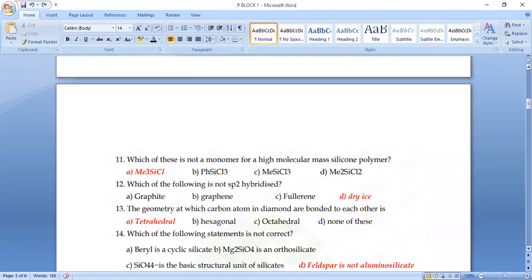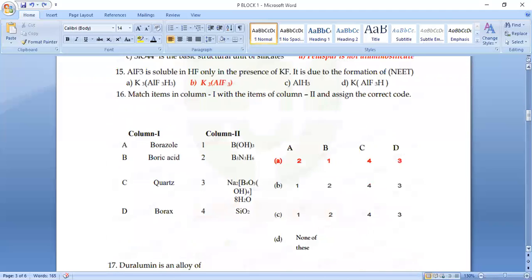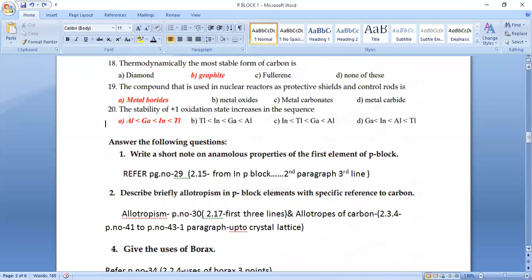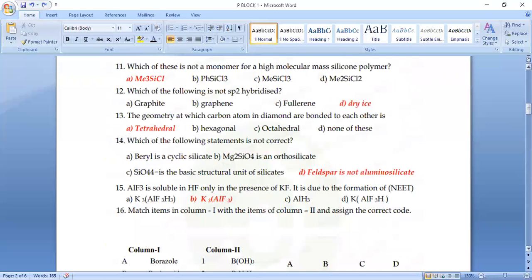So which of these is not a monomer for a high molecular mass silicon polymer? Option A, Me3SiCl. So which of the following is not sp2 hybridized? Option D, dry ice. Question number 13. The geometry at which carbon atoms in diamond are bonded to each other is tetrahedral.